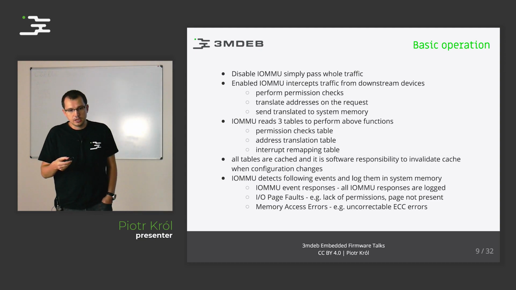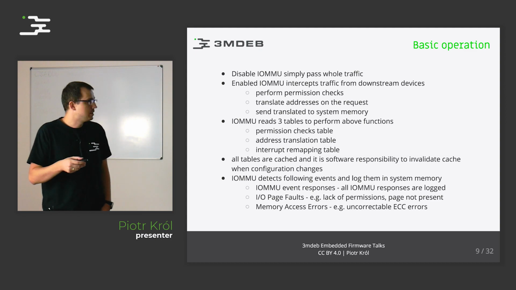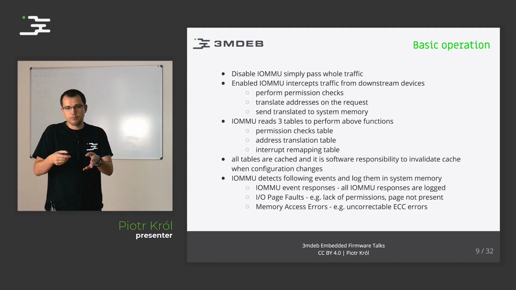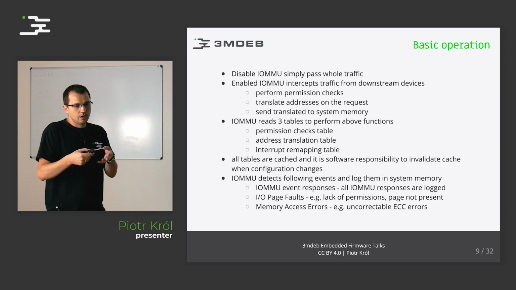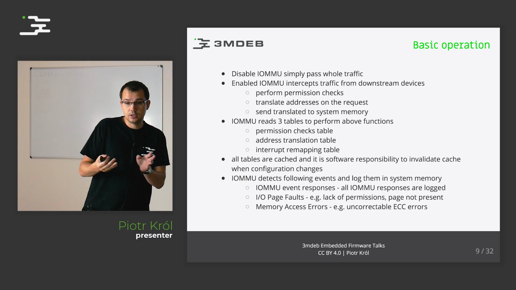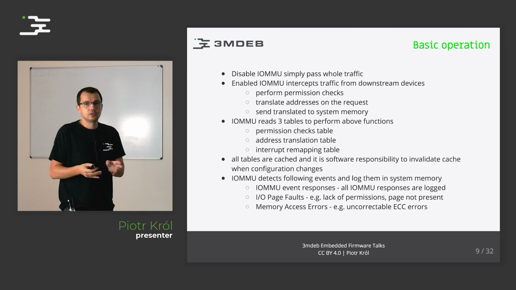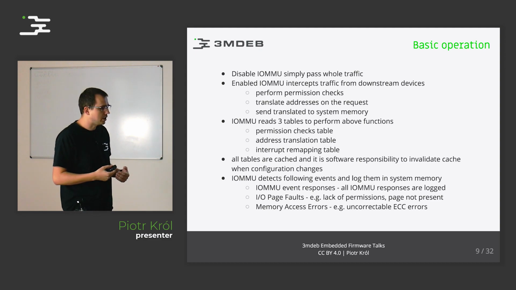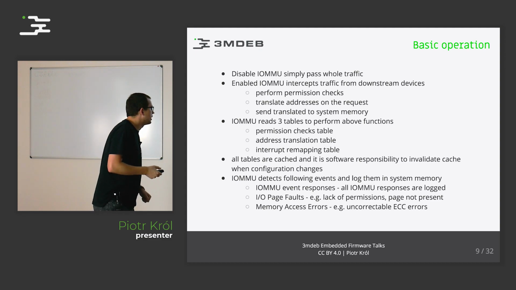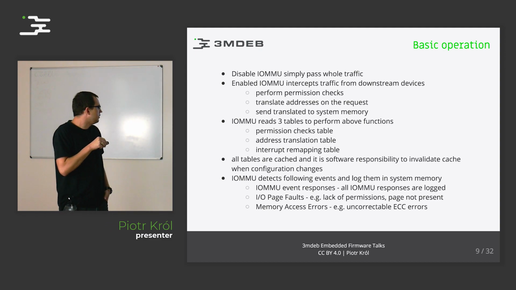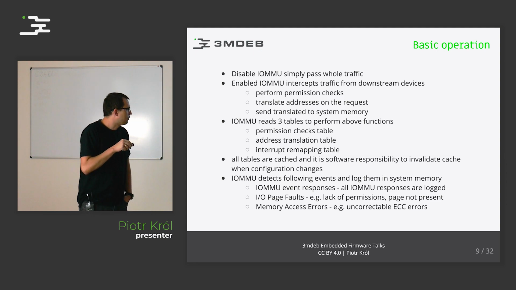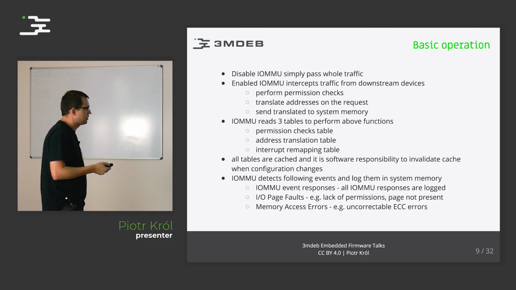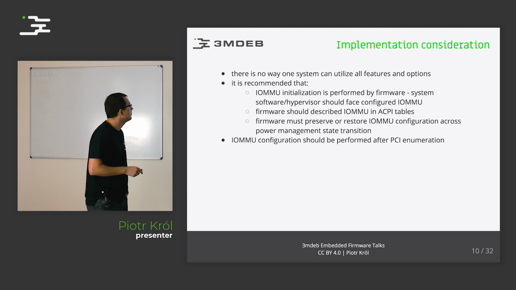If, for example, there is an IO page fault because someone is accessing memory which is not there, or memory which this device simply should not access, we can be alerted, and IOMMU can let us know that someone is trying to access memory that it should not. And finally, we have memory access errors. For example, if some ECC errors happen, we can be alerted about that.